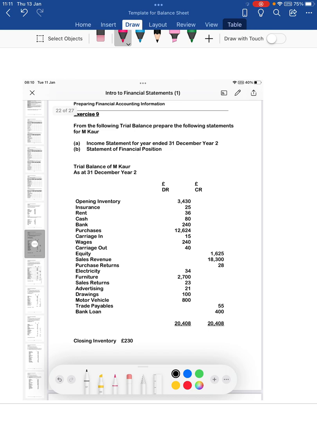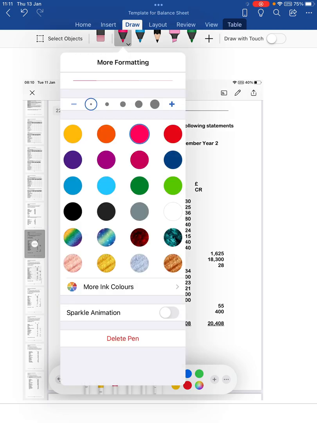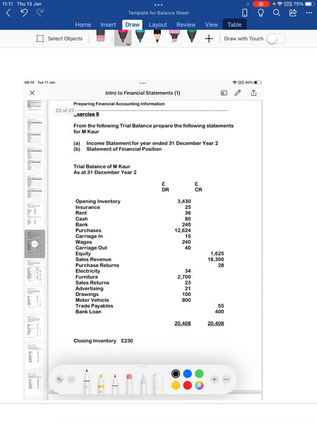Now in front of you you'll have your exercise 9, and as you can see it's basically all the information for the income statement and statement of financial position, but it's jumbled up together. So our first task will have to be to sort out which item goes where. If I just get my pen, we start with our opening inventory. Now thinking back to our income statements, we know that this goes in the cost of sales and it's in the income statement.